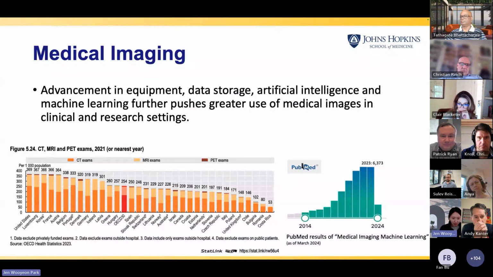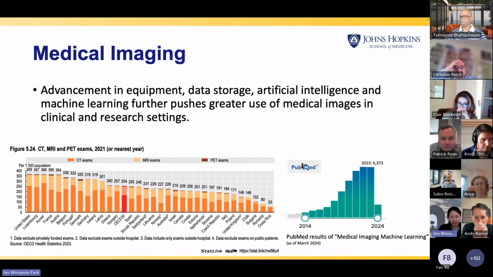Medical imaging is essential in modern medicine in terms of diagnosis and treatment. You can see the prevalence of usage of medical images in the illustrated chart below. This is 30 OECD countries' usage of CT, MRI, and PET exams in 2021, and the United States is leading with 369 scans collectively per 1,000 population. This shows tremendous opportunity for us to leverage this data in observational research.